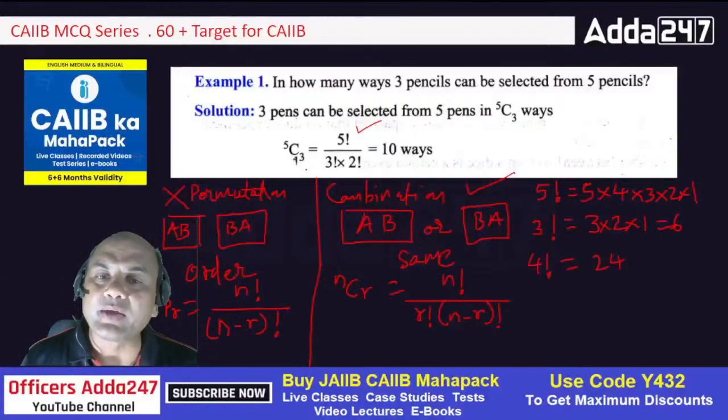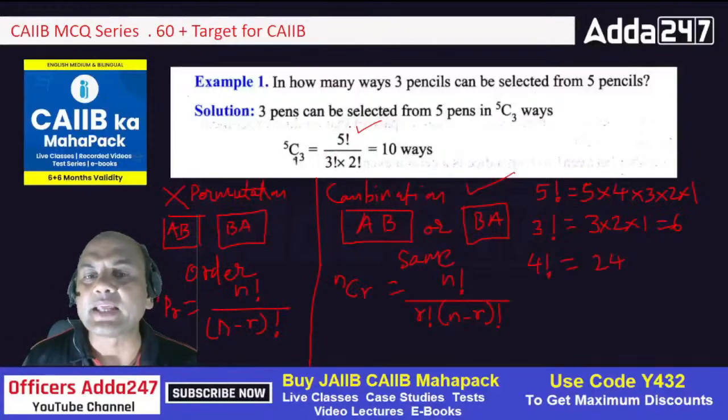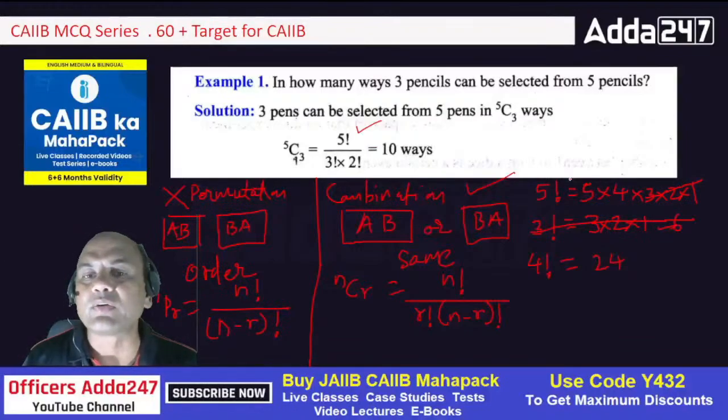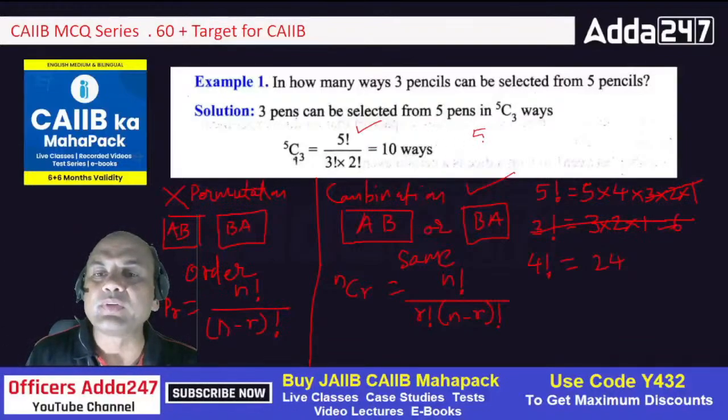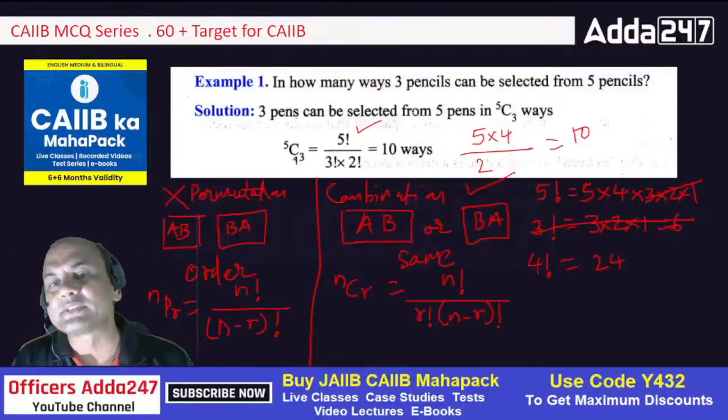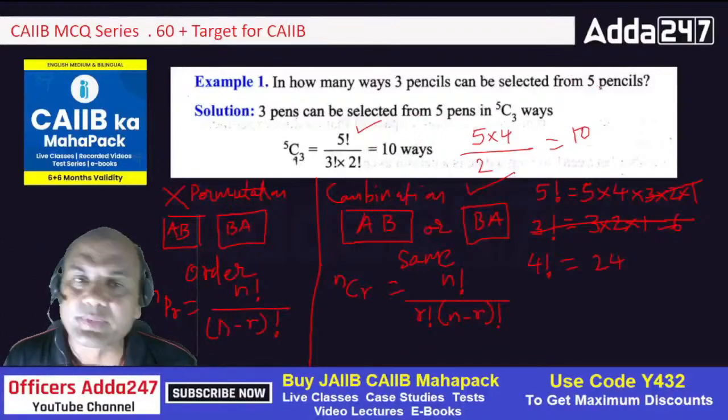So if I have a numerator over here and a denominator over here, they will get cancelled with each other. This 3 factorial will get cancelled, because 3, 2, 1 both are getting cancelled. So what is remaining now? Only 5 into 4 upon 2 factorial. What is 2 factorial? 2 into 1. So that is 2 only. So multiply it, I get 10. So in 10 different ways I can take 3 pencils out of the 5 pencils.